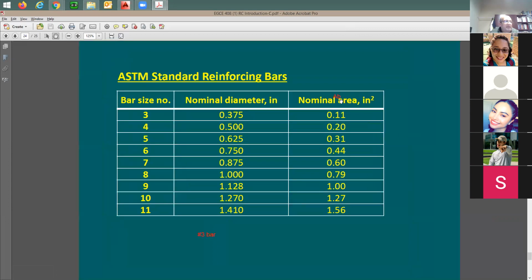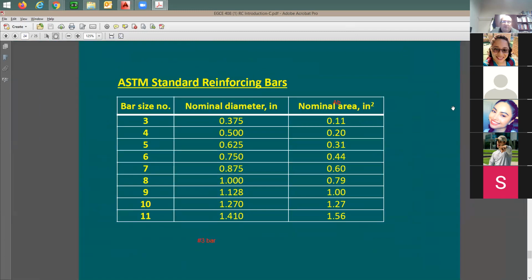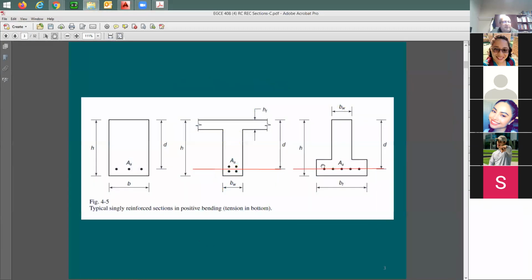We said that the cross-section area for one rebar is called AB, and we put this label here. You have this lecture video if you like. And here's the bar size. So, for example, I have 3 number 7. AB for number 7 is 0.6. When you have 3 number 7, this is 3 bars times 0.6, which is 1.8 square inches. We did one example like this real quick in the past. So this is how you find out AS.